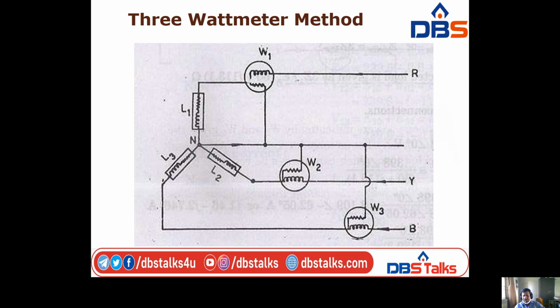Suppose we have to calculate the power by using the 3 wattmeter method. Look at the figure clearly. In each and every line we have one wattmeter. Now total power is equal to the sum of these 3 wattmeter readings, W1 plus W2 plus W3. So that each current coil of a wattmeter carries the same current that passes through each load impedance, the current coil should be connected in series with the load impedance as shown in the figure.